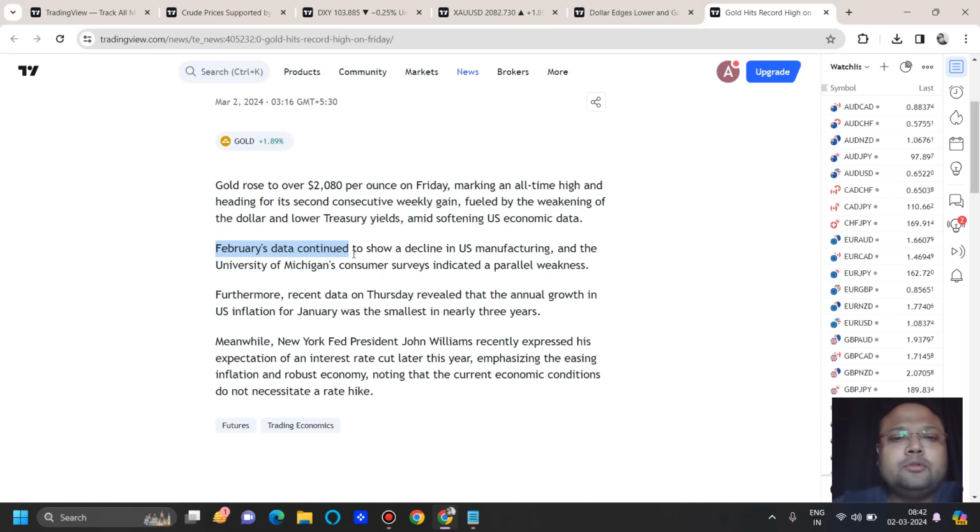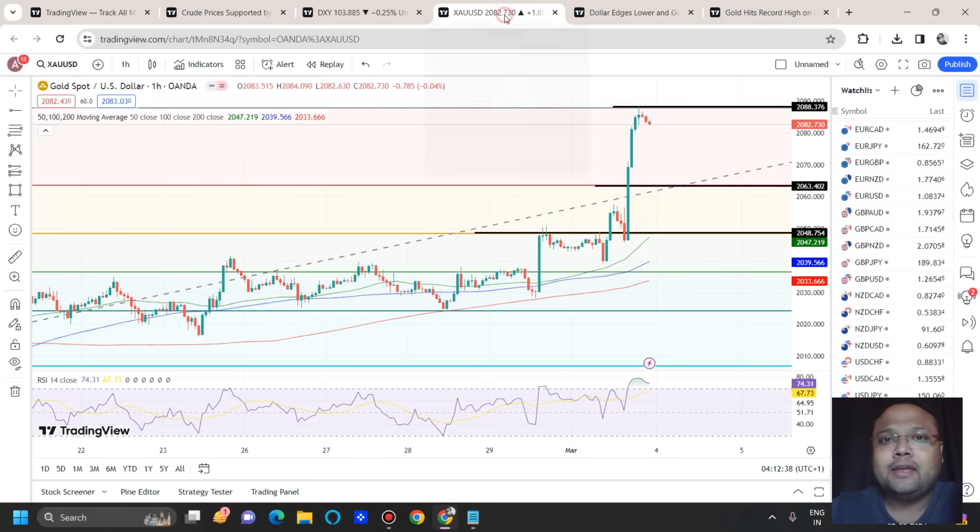February's data continued to show a decline in US manufacturing, and the University of Michigan's consumer survey indicated a parallel weakness. Furthermore, recent data on Thursday revealed that the annual growth in US inflation for January was the smallest in 3 years. Meanwhile, New York Fed President John Williams recently expressed his expectation of an interest rate cut later this year. And the combination of all these factors made gold fly high.